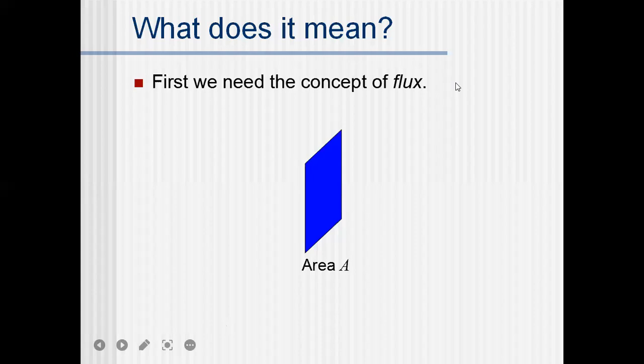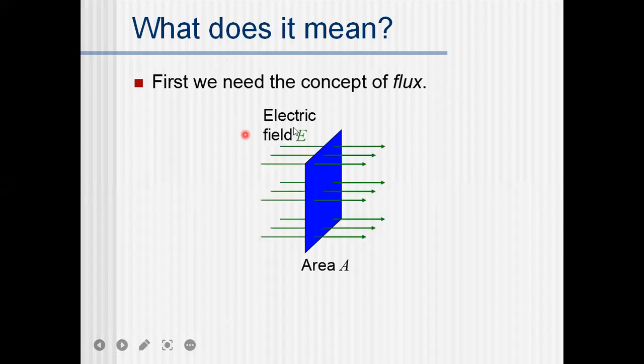Before discussing Gauss's law, we have discussed electric flux. First, we need the concept of electric flux. Suppose this is the area. For this area, we can get the electric field like this. And flux is just electric field times area. Electric flux equals the electric field multiplied by the total area of the surface.